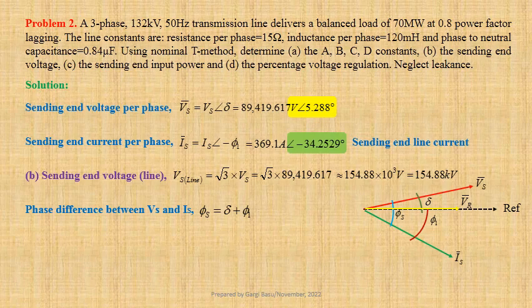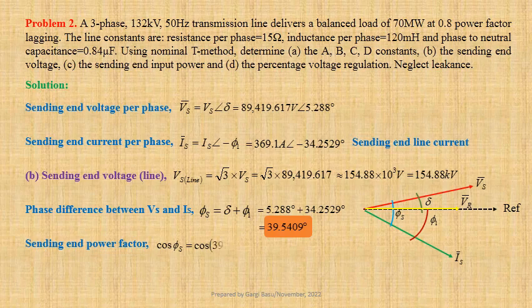Phase difference between Vs and Is, phi s equals delta plus phi 1. Using values we get 5.288 degree plus 34.2529 degree. That gives us 39.5409 degree. Let us now calculate sending end power factor. Cos phi s equals cos of 39.5409 degree. That gives us 0.7712 lagging.